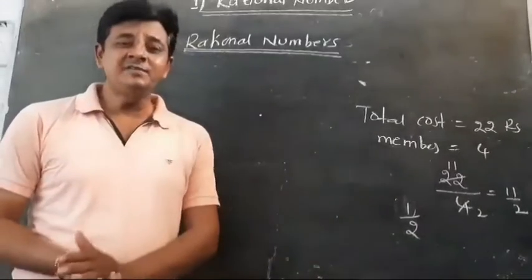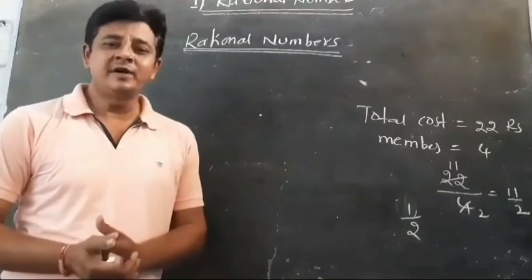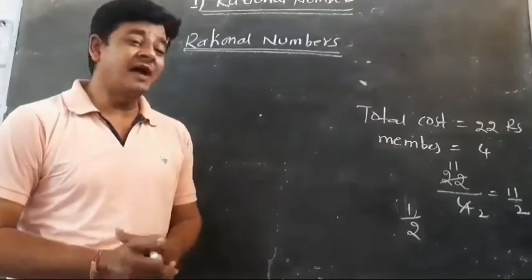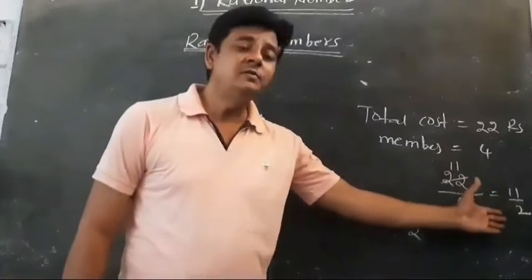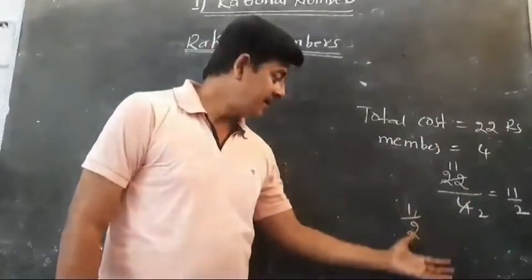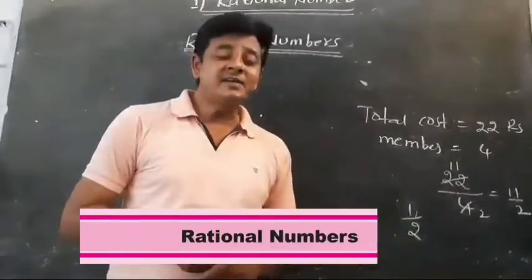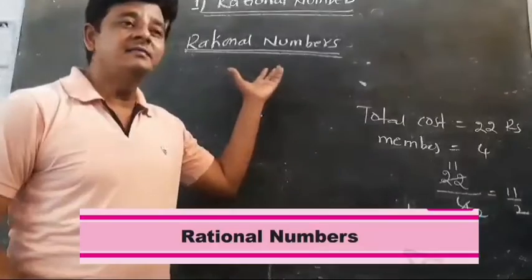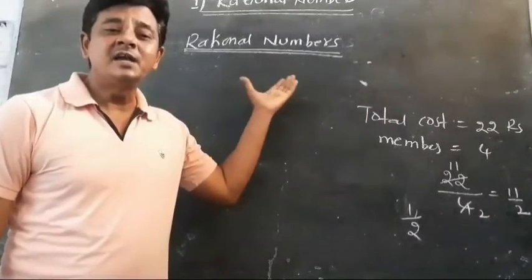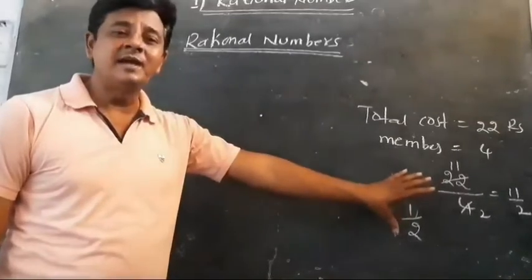Different types of fractions you learned in the 5th class or 6th class, addition, subtraction, and so on. Why are we discussing fractions? 11 by 2, that is a fraction. 1 by 2, that is a fraction. Why are we discussing fractions? Because we are going to take the definition of rational numbers. These are nothing but fractions only that we are getting.